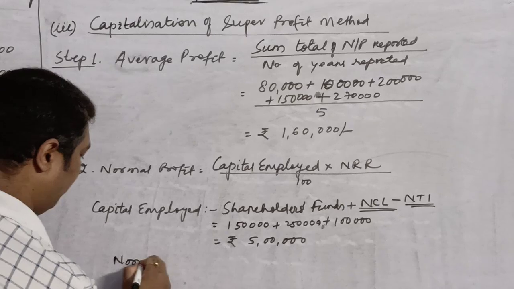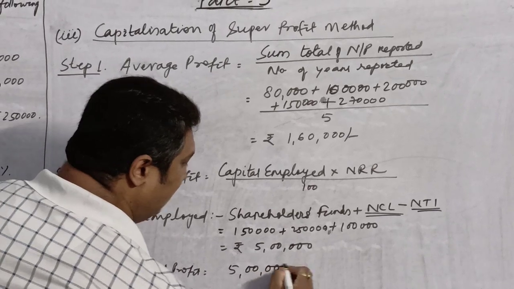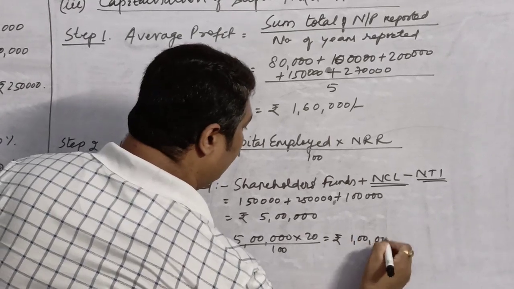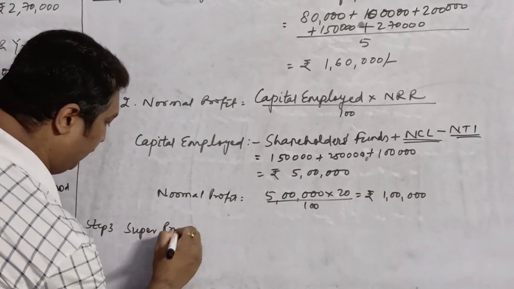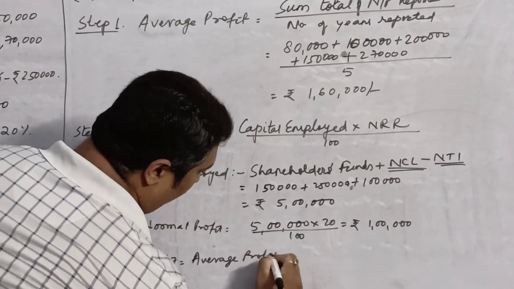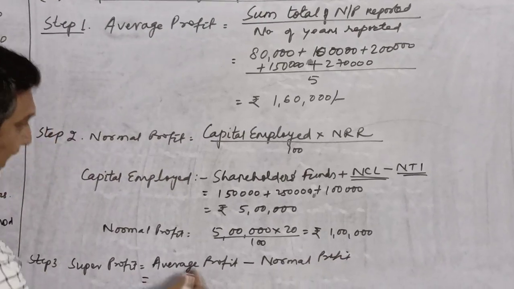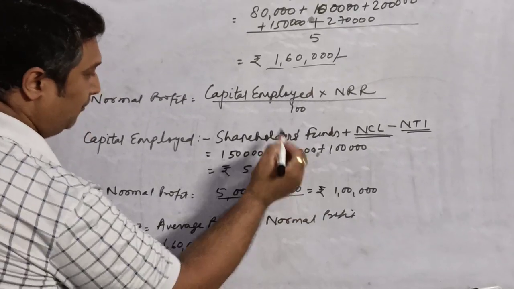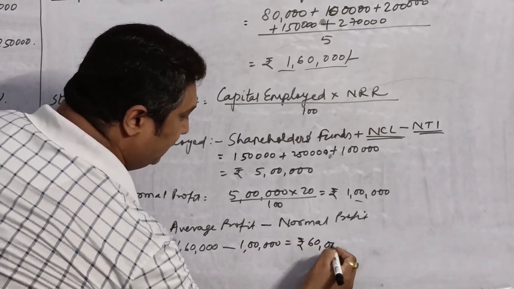So I will calculate the normal profit now. Normal profit, when I substitute the values, will be rupees 5 lakhs into 20 by 100, which is equal to rupees 1 lakh. Now with the help of this, we'll go for the third step, that is to find out the super profit, which is equal to average profit or the actual profit minus normal profit. Over here the average profit which we calculated was rupees 1,60,000 minus normal profit we calculated at rupees 1 lakh. So our super profit is rupees 60,000.